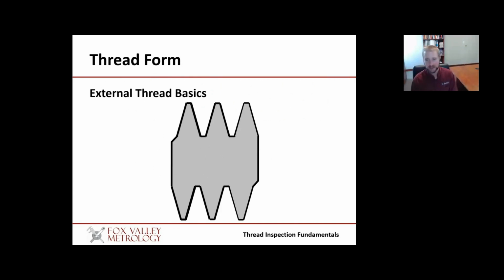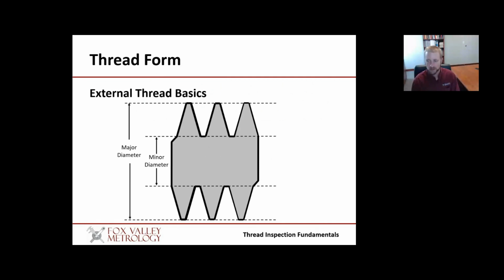So when we're looking at an external thread, there are a couple of main key components. First and foremost is the major diameter. This is the distance between a line that touches the crest on either side of the thread form. This is the largest diameter of the thread. The major diameter dictates all other dimensions, both internal and external, of a thread design. The minor diameter, on the other hand, is the distance between a line that touches the roots on either side of the thread form. This is the smallest diameter of the thread. The minor diameter of an external thread must clear the mating component's internal thread minor diameter in order for the two components to mate together.